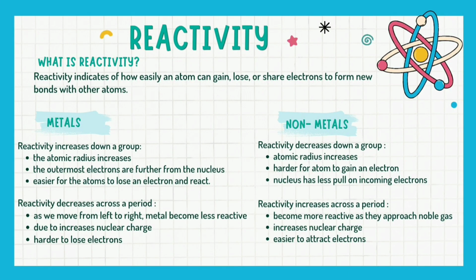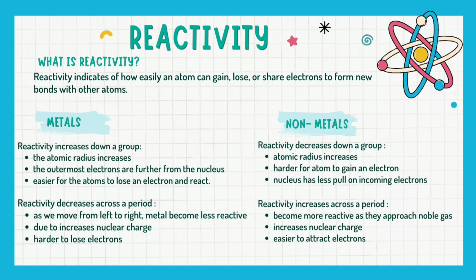Reactivity. What is reactivity? Reactivity indicates how easily an atom can gain, lose, or share electrons to form new bonds with other atoms. For metals, reactivity increases down a group because the atomic radius increases and the outermost electrons are further from the nucleus. This makes it easier for the atoms to lose an electron and react.